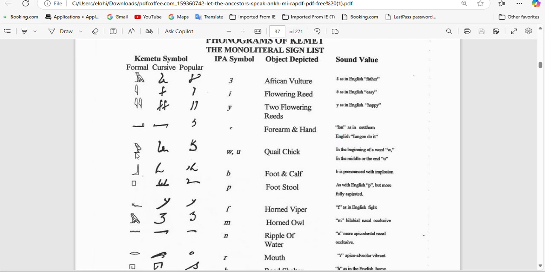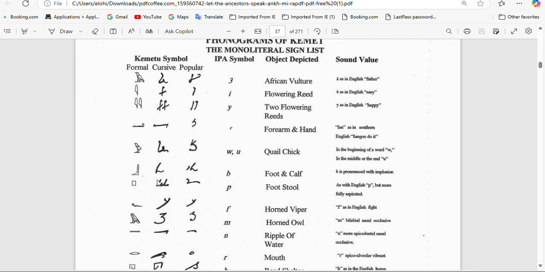This is the quail chick here. You see it in three different scripts. The IPA symbol is W or U. In the beginning of a word, it's a W. In the middle or the end, it's a U. This is a foot and a calf. You see it here in three different scripts. It represents a B, and it tells you the B is pronounced with implosion. B.